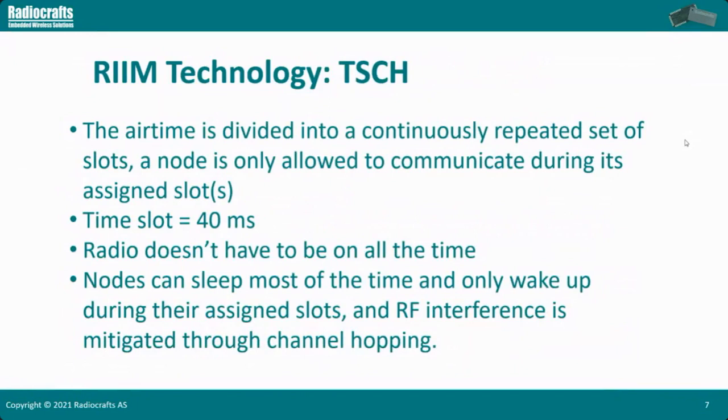Now TISH in general, without going into details of passive and active, just at a very high level. In TISH, the airtime is divided into a continuously repeated set of time slots. Each of these time slots is 40 milliseconds. So the airtime is divided into 40 milliseconds, then 40, then 40, then 40. And of course, the radio does not have to be on all the time. That's how we enable battery operated mesh routers. This means that the mesh routers can go to sleep most of the time, and they only wake up when they want to send or receive data packets. And this supports channel hopping.